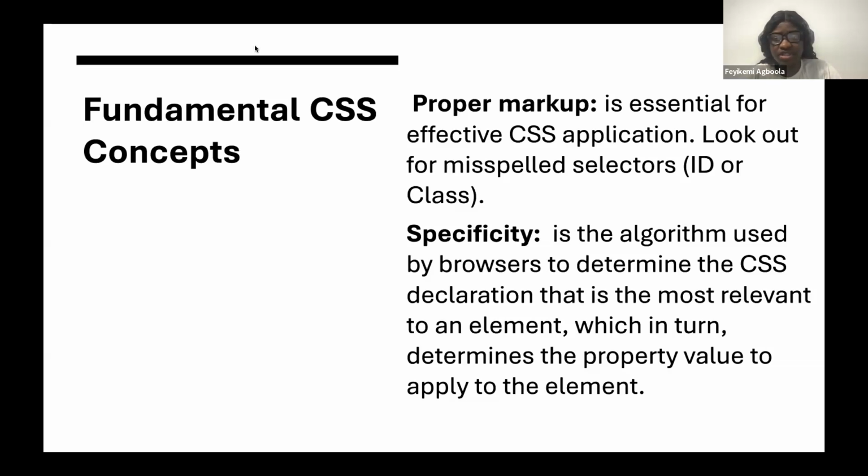So another one is specificity. Specificity is the algorithm that is used by browsers to determine the CSS declaration that is the most relevant to an element, which in turn determines the property value to apply to the element.